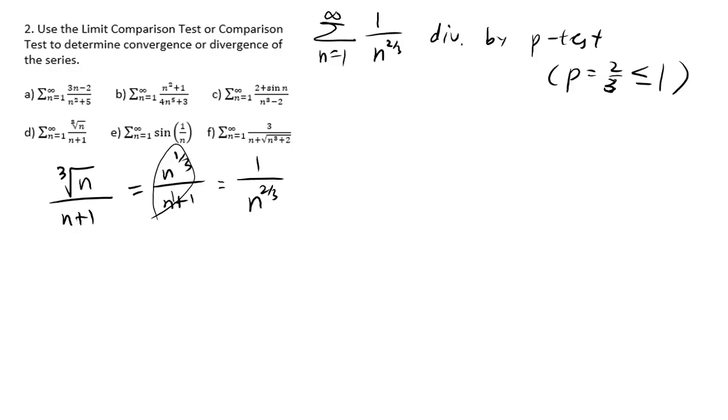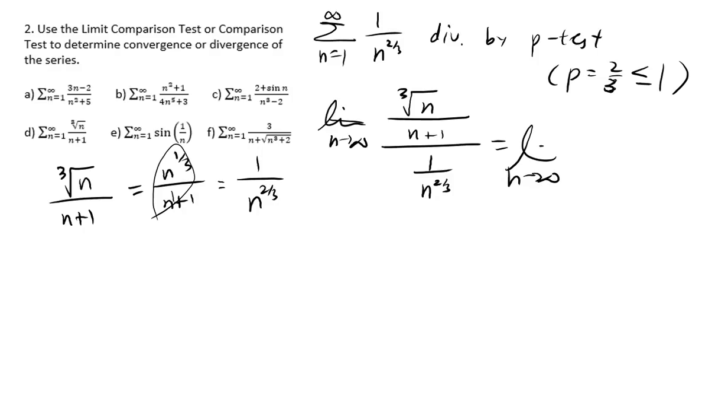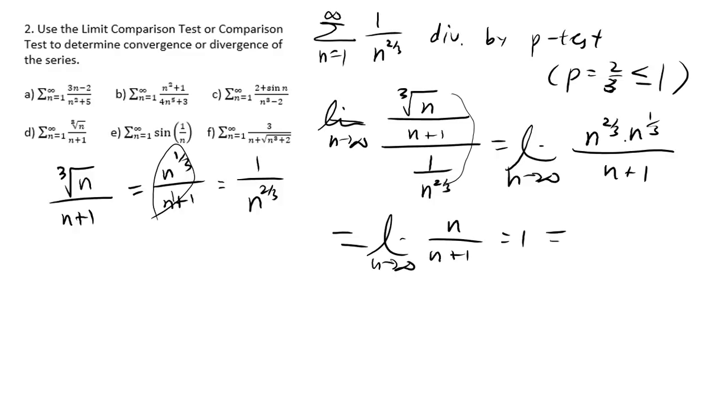Then we can say that the limit as n goes to infinity of the given series over 1 over n to the 2/3 is equal to the limit as n goes to infinity. We'll rewrite this as n to the 1/3, and the outer goes on the top, so n to the 2/3 times n to the 1/3 goes on the top, and then on the bottom you have n plus 1. And 2/3 plus 1/3 is just 1, so you just have n over n plus 1, limit as n goes to infinity, which is 1, which is not equal to 0.